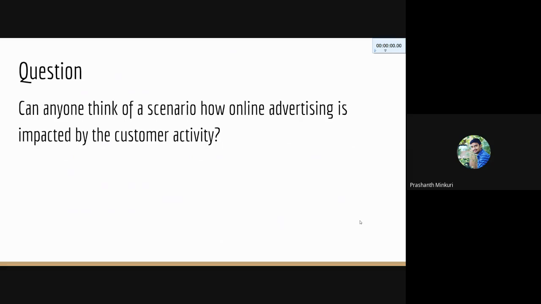Coming to a question, I would like to ask, can anyone think of a scenario of how online advertising is impacted by customer activity? The answer is that whenever a customer buys a product, ads are shown to him which are similar to that product, or accessories related to that product. My teammate will continue from now on.